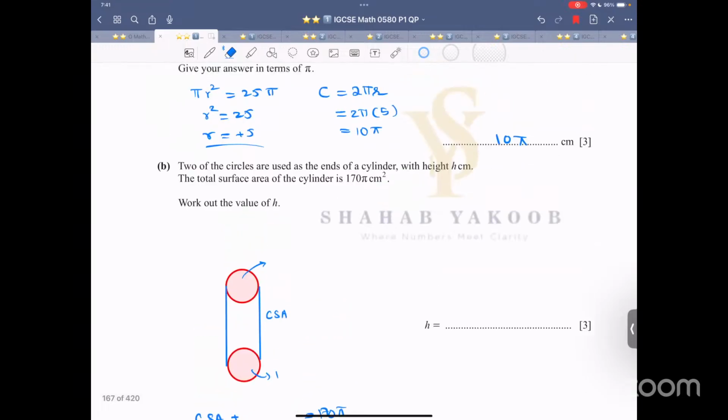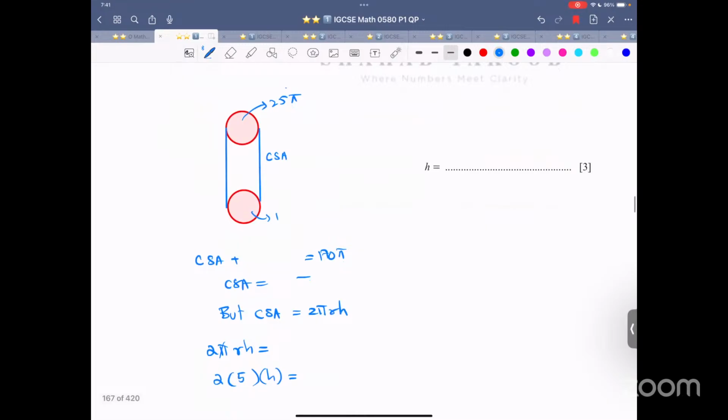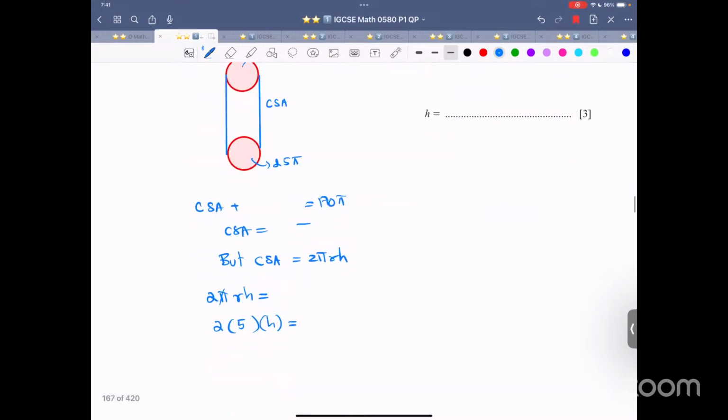So now this is 25 pi. Do not mix up the circumference with the area. This is 25 pi. This is 50 pi. 170 minus 50 is how much? 120 pi. So 2 into 5 is 10. This is H. This is 120. H is 120 over 10. That comes out to be 12.